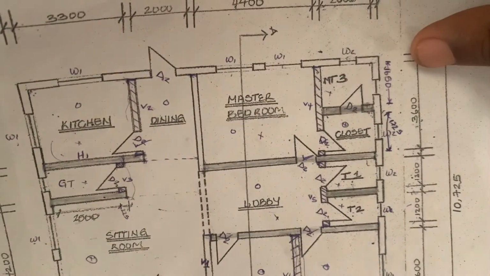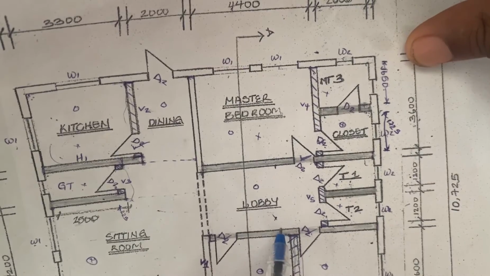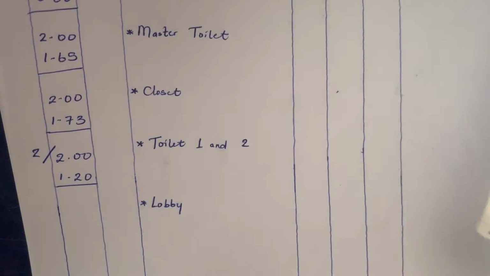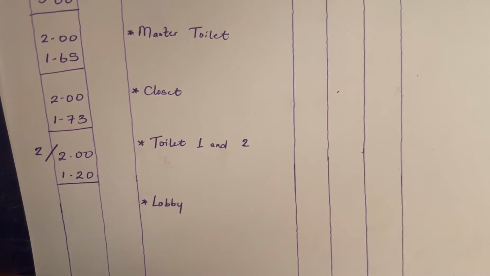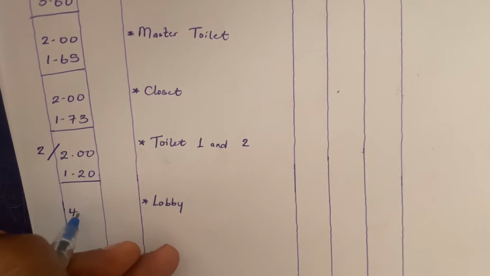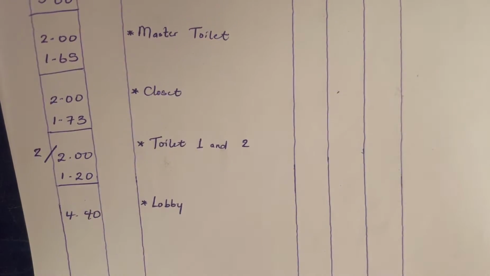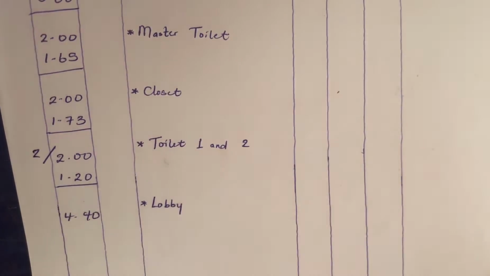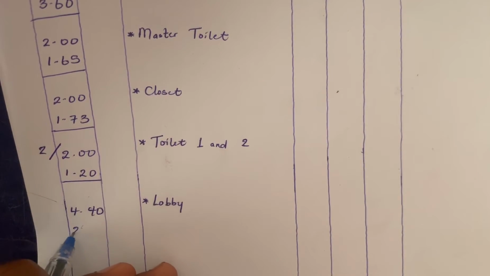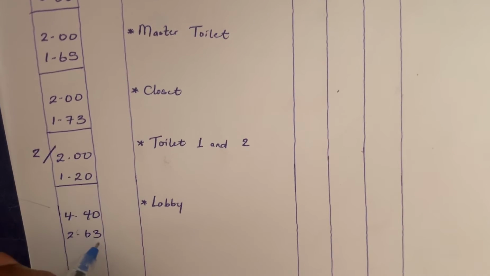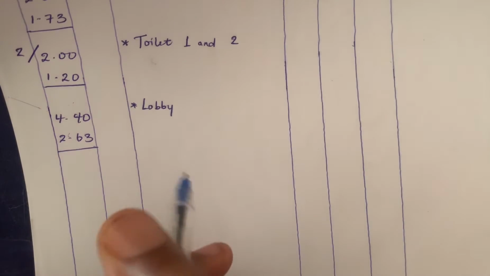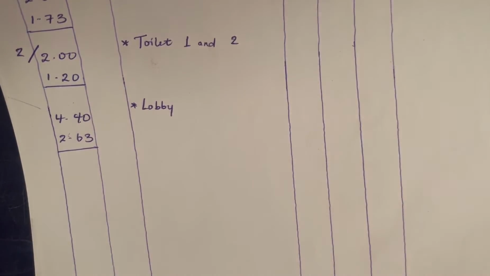2,625. So it means the dimension from here to here is 2,625. So we will book. Our lobby would be what? 4.40, that's the length, and then the width will be what? 2.63. And then we close.